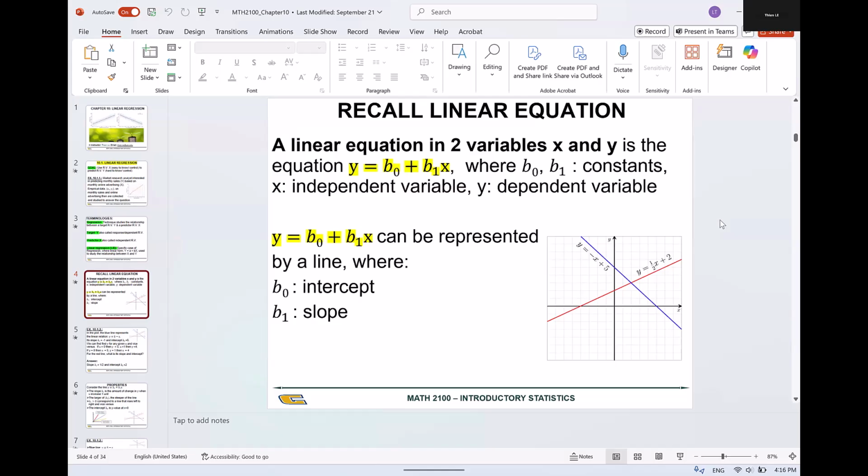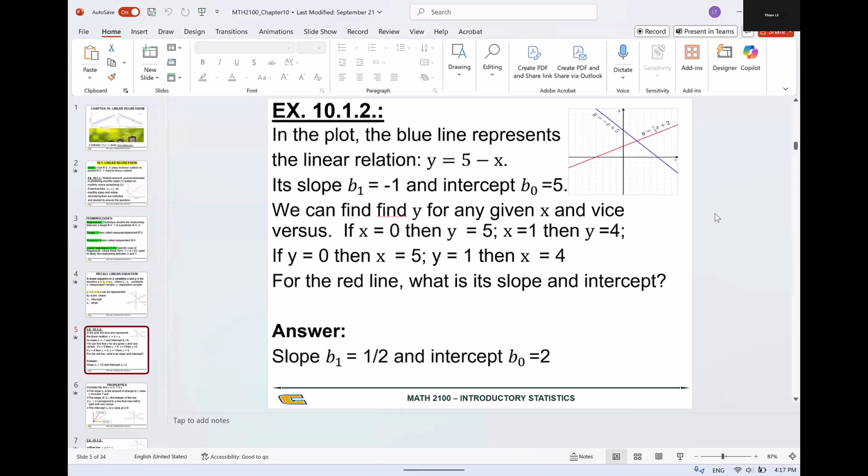We can represent this relation by a line. In the line y equals b naught plus b1 x, b naught we call the intercept, and b1 is the slope. In this figure, we have two lines: y equals half x plus 2, and y equals negative 1 times x plus 5. Let us look at this example to understand better. You just recall, right? Cool, because you already know it.